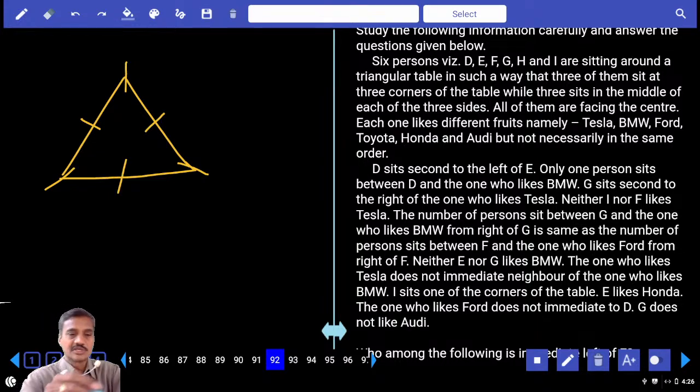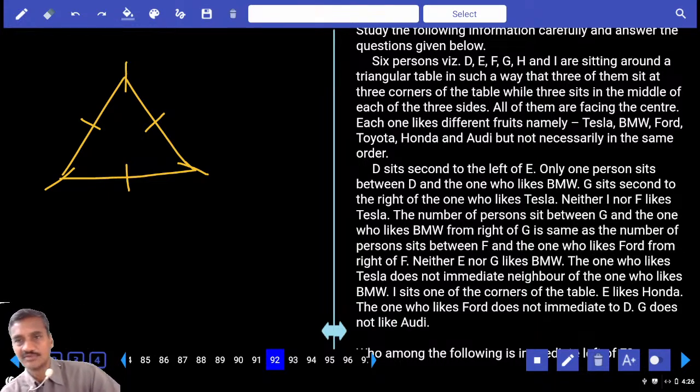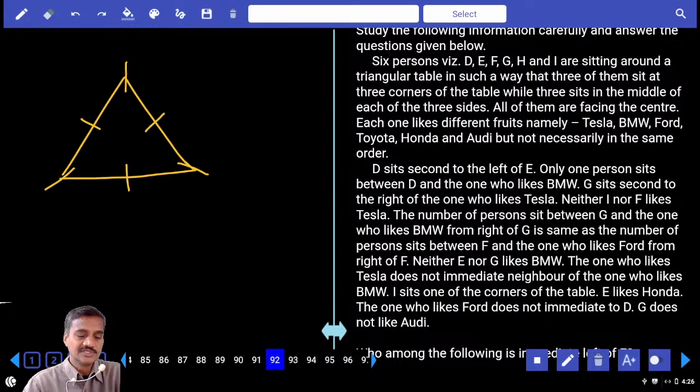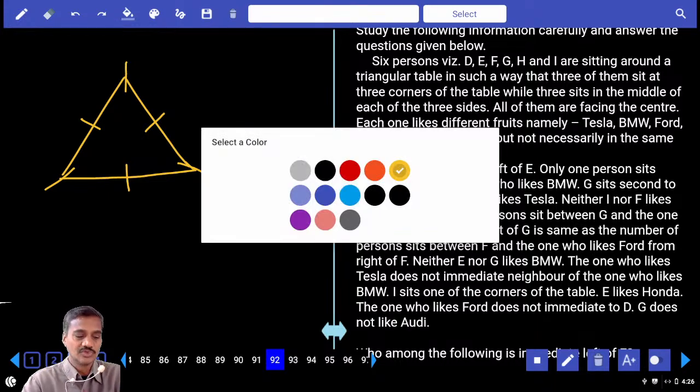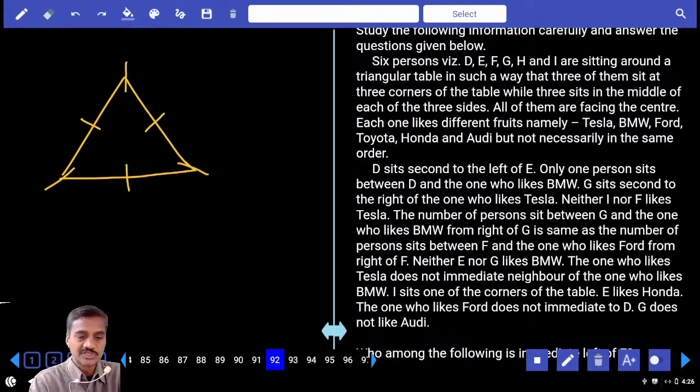And D sits second to the left of E. Now where is this D? D is seated second to the left of E. But the information is not clearly given whether D is at the corner or D is at the center. So we have 2 different possibilities. D sits second to the left of E. If E is here, D will be here. That is one possibility.